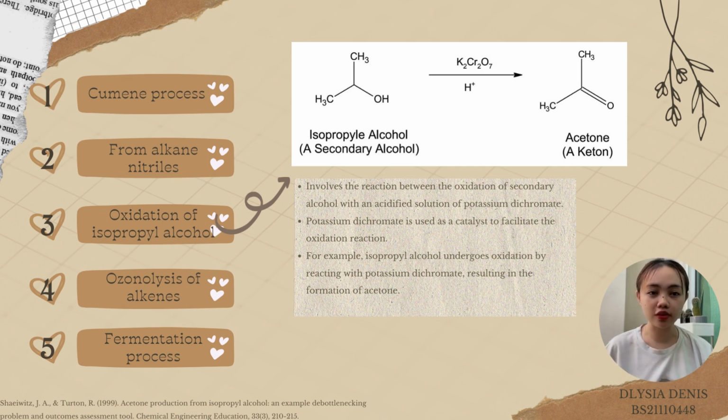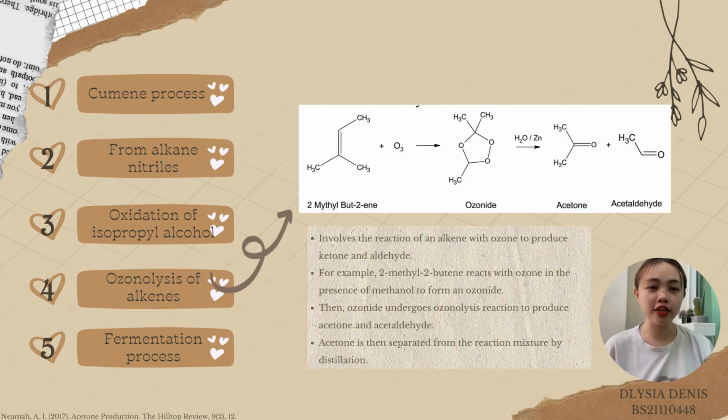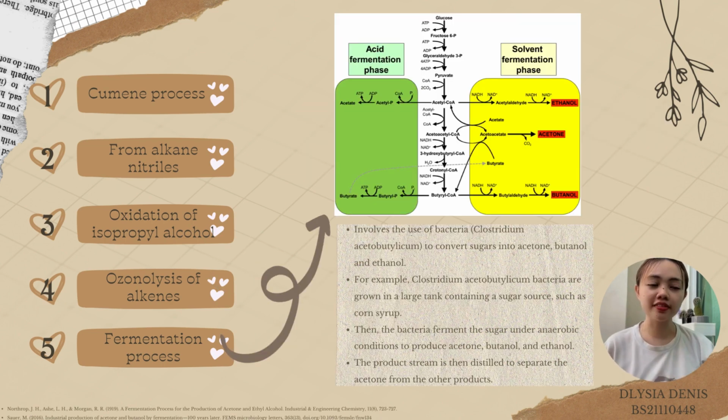Ozonolysis of alkene involves the reaction of 2-methyl-2-butene with ozone in the presence of methanol to form ozonide. Then the ozonide undergoes an ozonolysis reaction to produce acetone and acetaldehyde. The fermentation process involves the use of bacteria, Clostridium acetobutylicum, to convert sugars such as corn syrup into acetone, butanol, and ethanol.